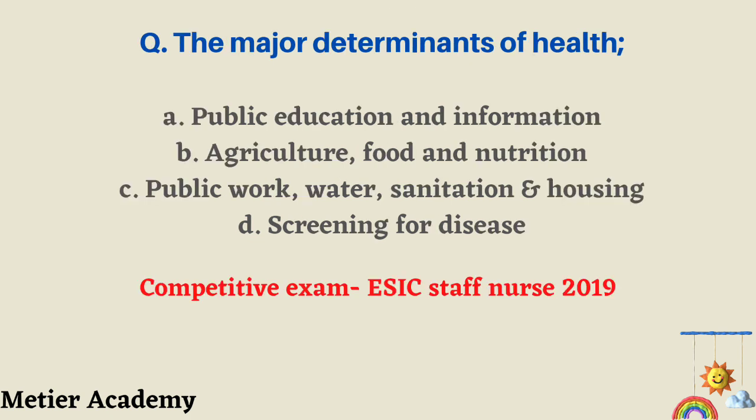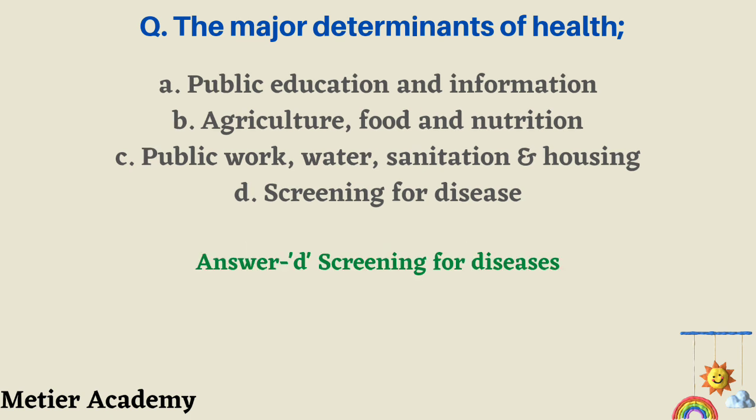The next question is, major determinant of health. The options are public education and information, agriculture, food and nutrition, public work, water, sanitation and housing, screening for disease. This question was asked in the ESI Staff Nurse Exam 2019. And here the correct answer is option D, screening for disease.